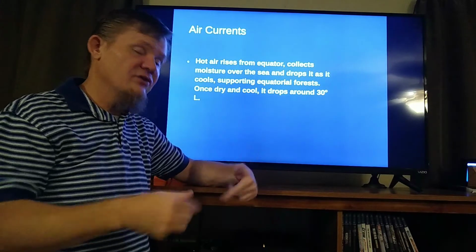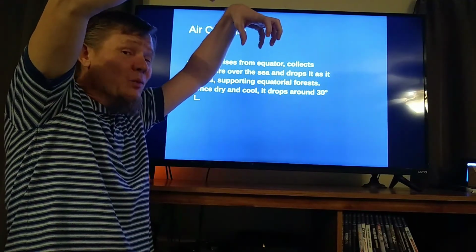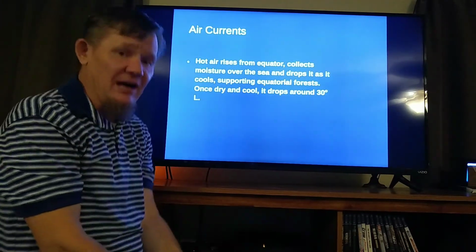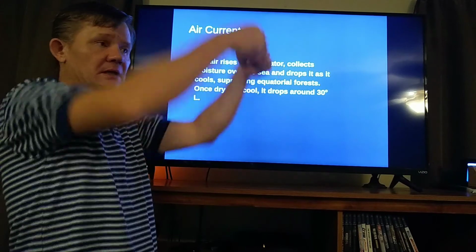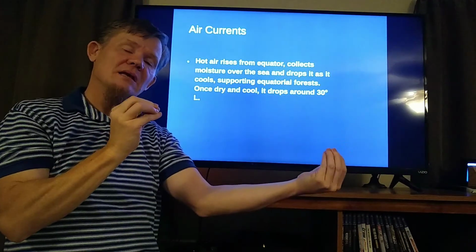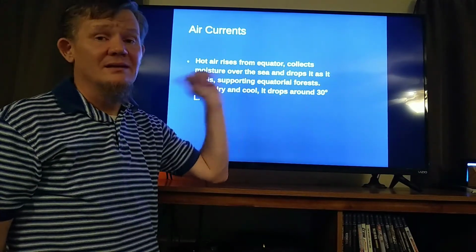Now that the water has fallen out of the air, we now have cool air up here without any water in it. It's getting pushed away from the next batch of hot air that's rising up from the equator. So this cool air is now pushed away from the equator, and it drops at about 30 degrees latitude.